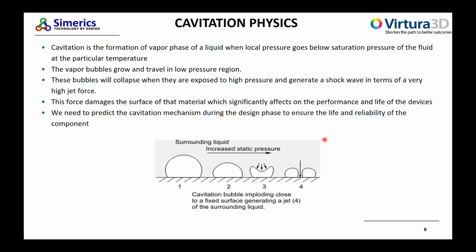So here we are showing a picture of how a bubble gets formed at the low pressure zone. As the pressure increases, you'll see a breakup of the bubble and then collapse. And how the bubble collapses can impact how that jet travels and how it impacts your surface.